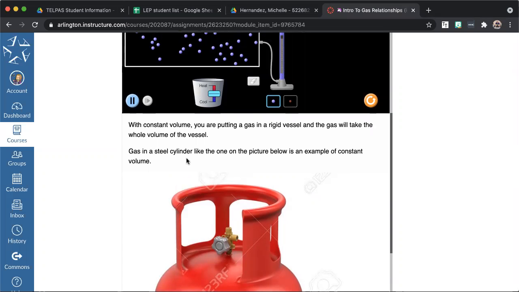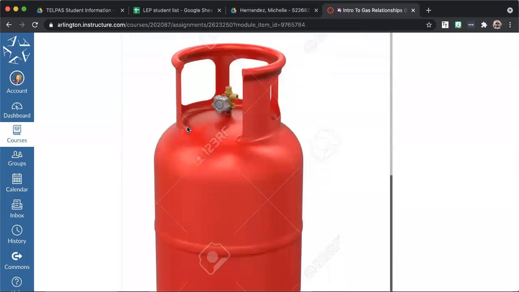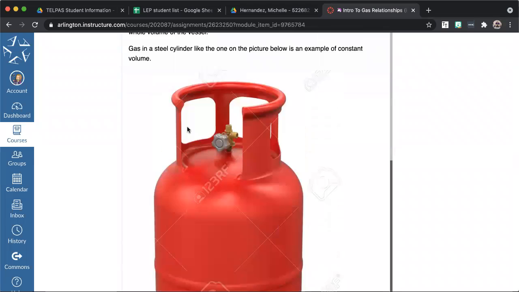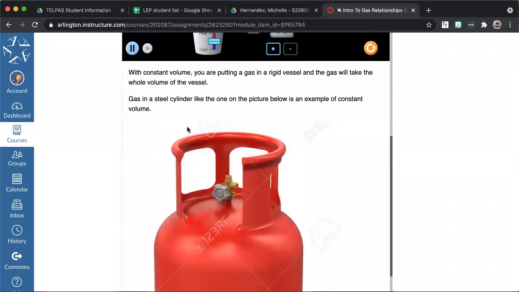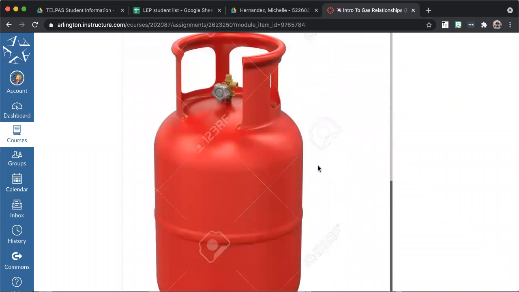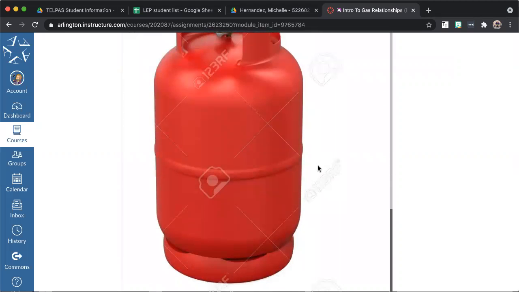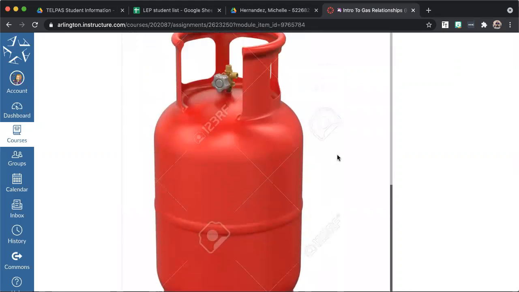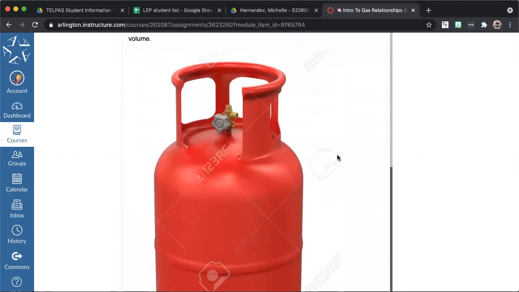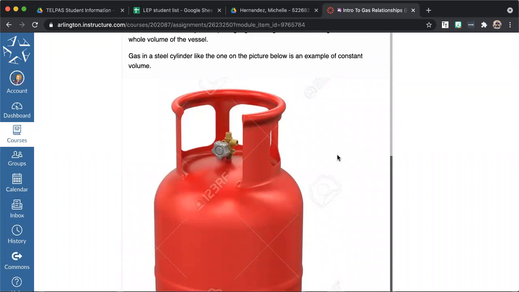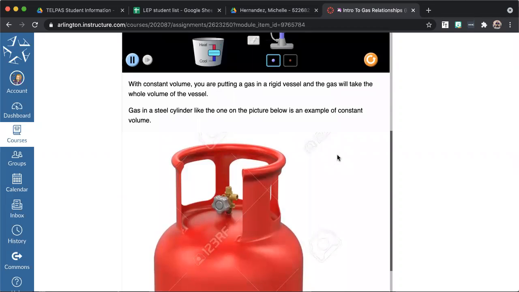And so if you have gas in a steel cylinder, like this one here, which looks similar to those propane tanks that you might have on a barbecue grill, this is something that would have constant volume. Other things would be a can of hairspray or any kind of aerosol container, that's in a contained volume. Even a can of soda that's sealed is a constant volume.